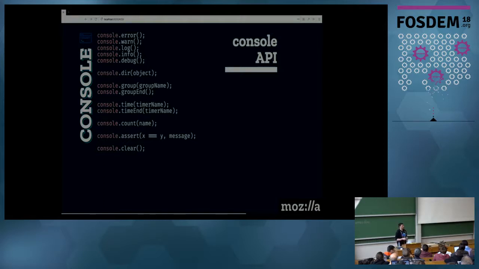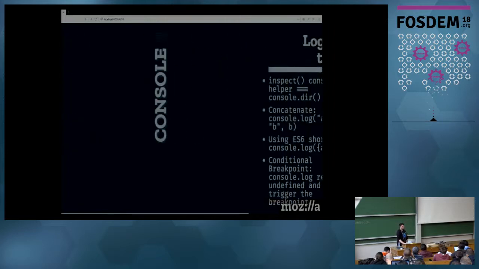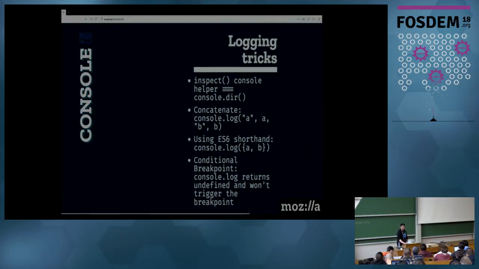Console.count will output an incremented counter each time it is called. So it might be helpful in a console to know how many times it is called. Console.assert takes an assertion and then a message and will only output something into the console if the assertion is false. Like basically a test in your console. And console.clear just clears the output.